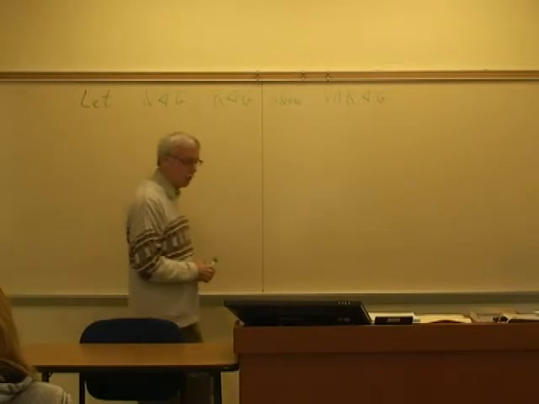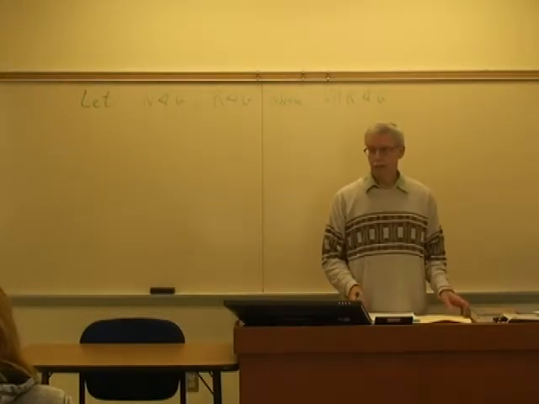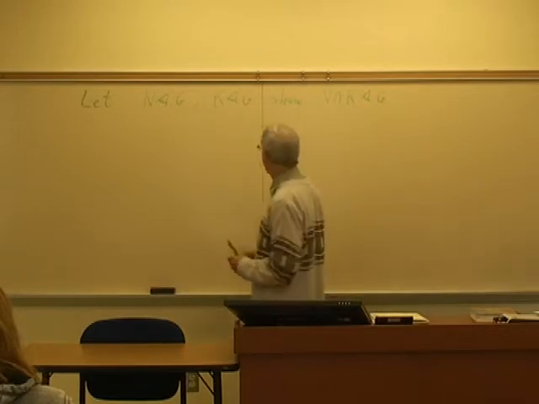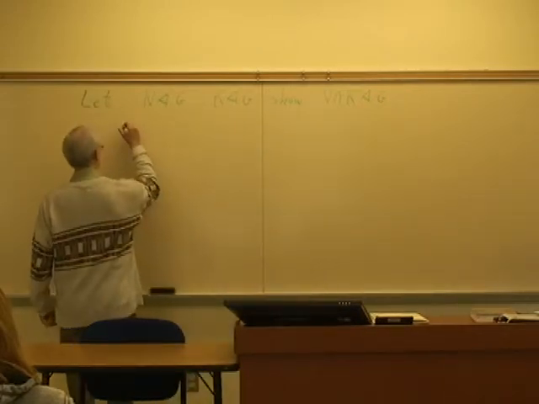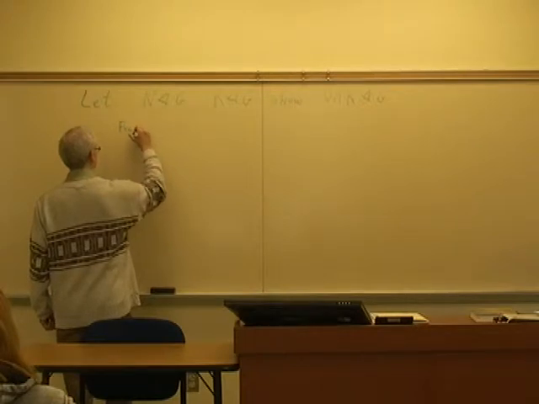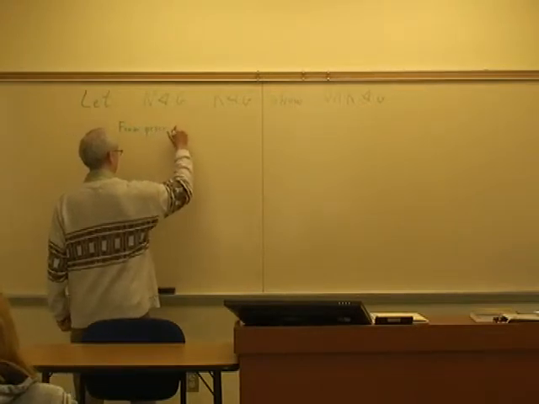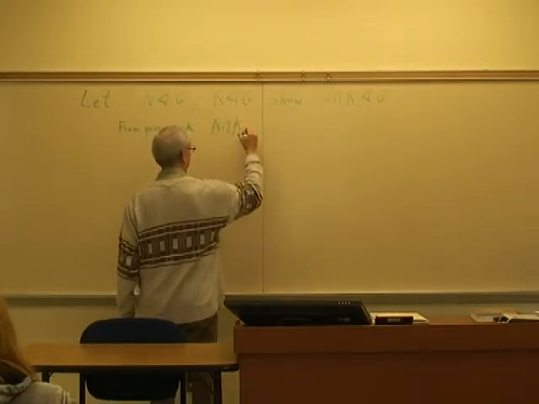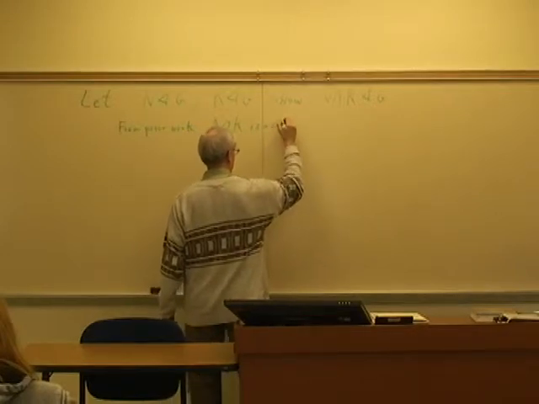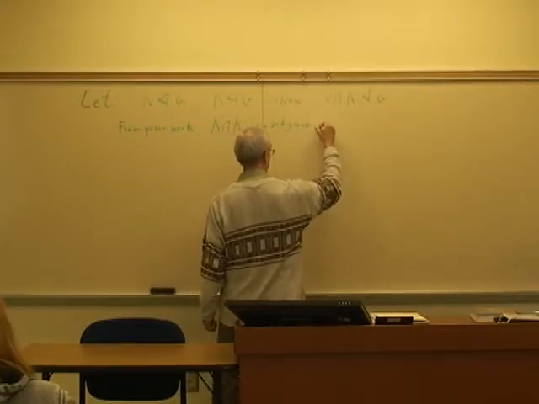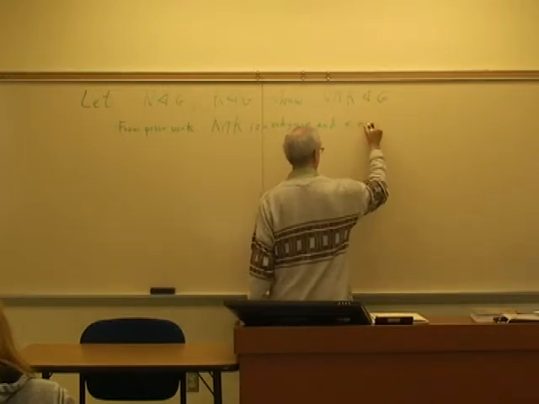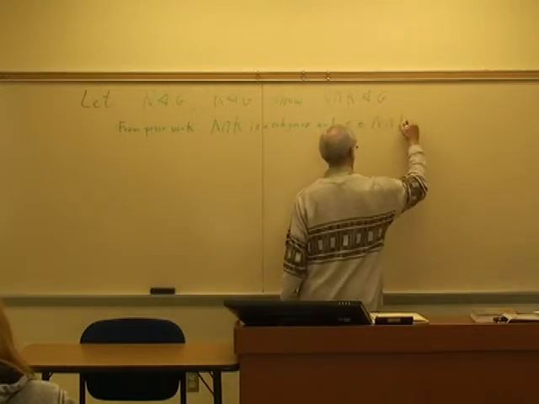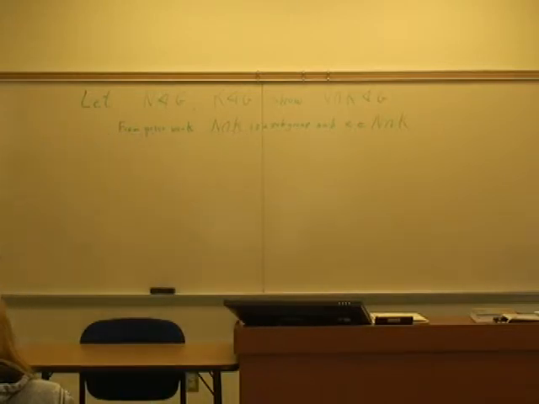And what are we absolutely sure is in there? The identity, right? So it's got at least the identity in there. So that's a starting place. From prior work, we know at least that N intersect K is a subgroup, and E is in there. So to prove it's normal, what do we need to show?